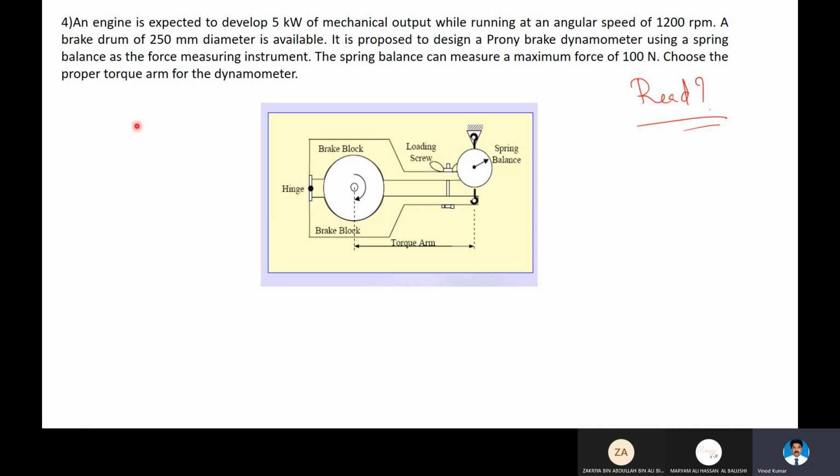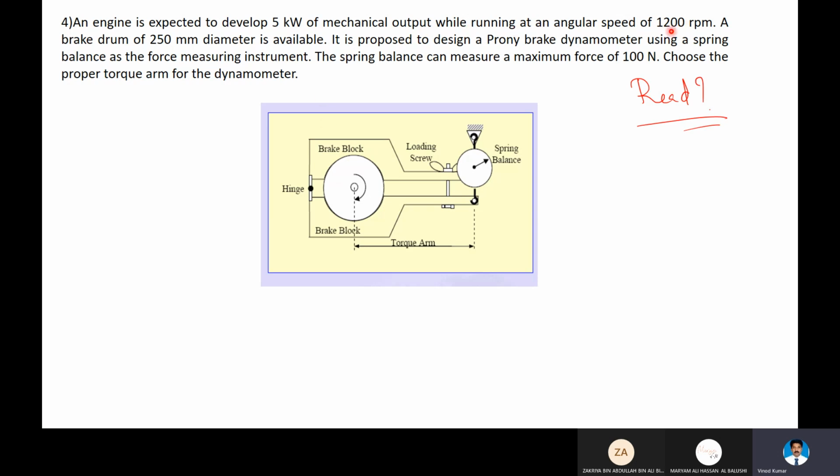So it's an engine testing system. An engine is expected to develop 5 kilowatts. We don't know the engine, we produced it for 5 kilowatts. Now we have to check whether it is producing 5 kilowatts, or how much torque it produces, that we have to find. So the output we expected is 5 kilowatt. We are not sure whether it is producing 5 kilowatt. We have to measure it.